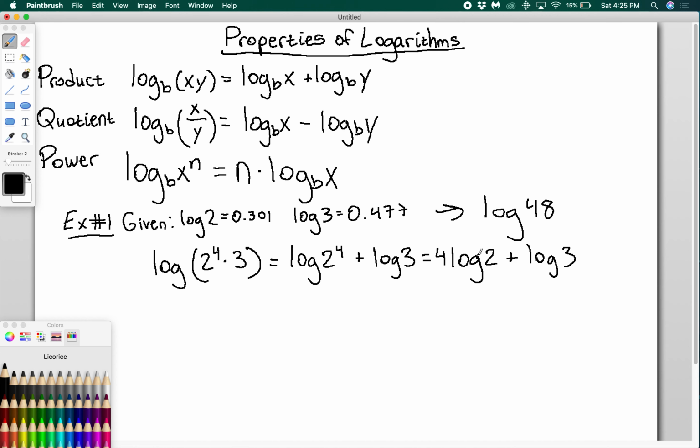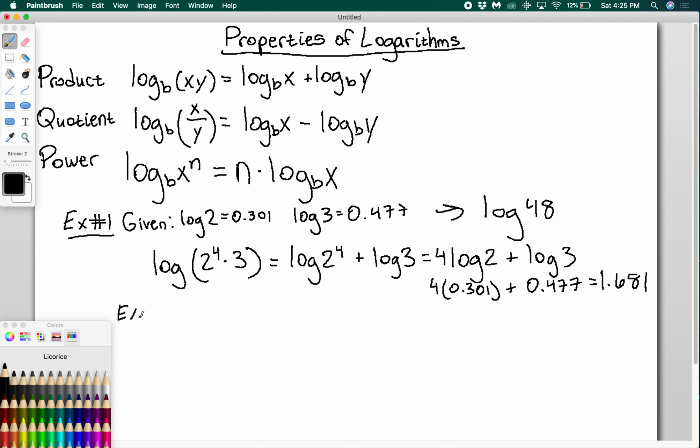Once I have this, I can use the given information, because I got it into terms of log 2 and log 3. So 4 times 0.301 plus 0.477, and I should get about 1.681. Okay? Let's look at another one.